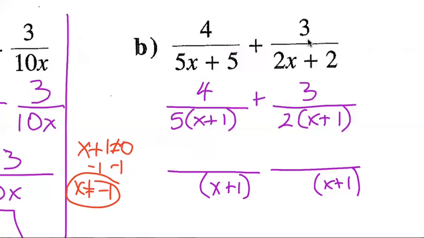The denominator on the left has to include a 5, but there's a 2 on the right-hand side, so it also has to include a 10. So 2 times 5 is 10. So my common denominator is going to be 10 times x plus 1.